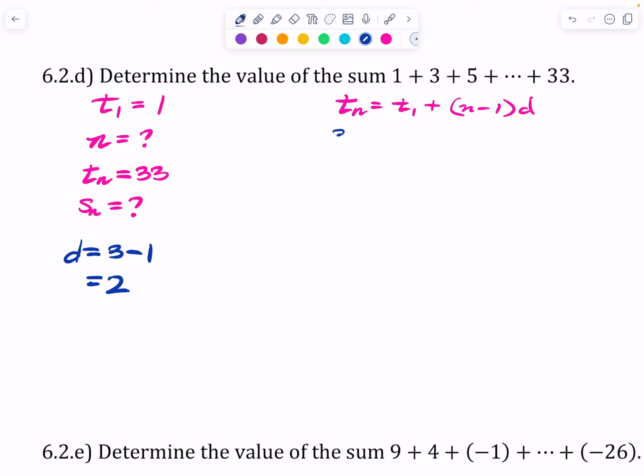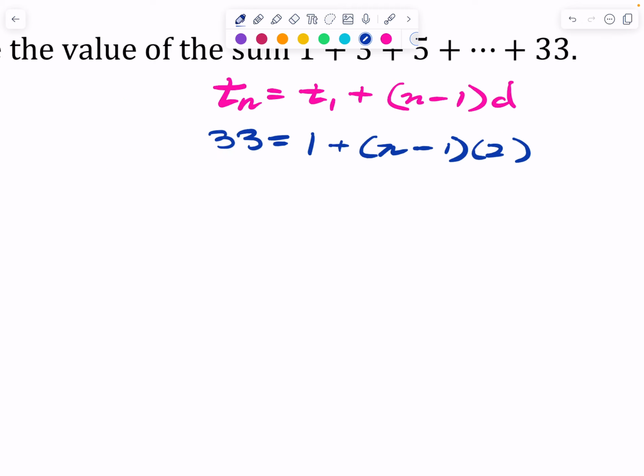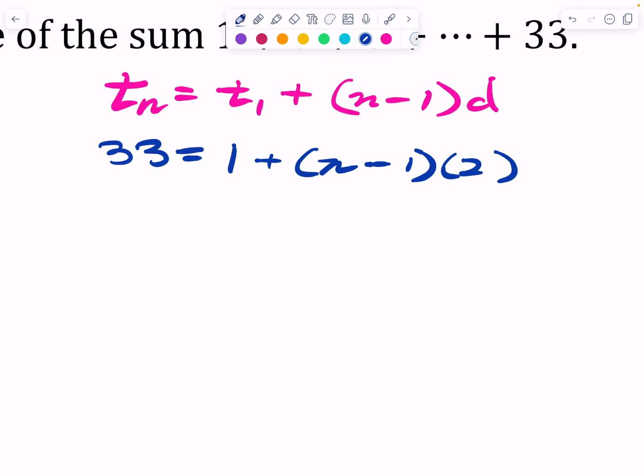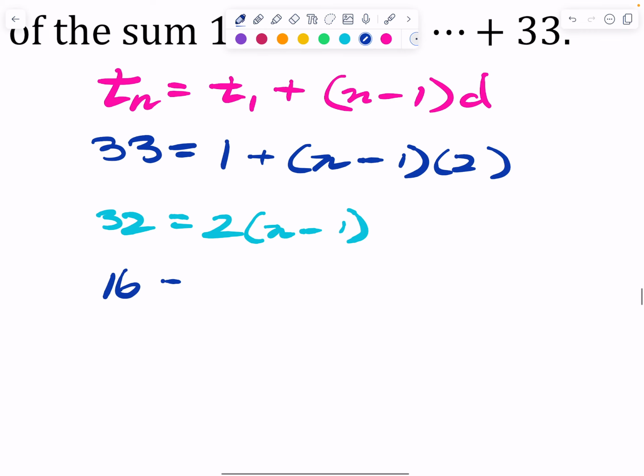So in this case, 33 is equal to 1 plus n minus 1 times 2. There's a few ways you can go about solving this. World's your oyster. You can, if you want, distribute this, open up those brackets and go from there. I don't recommend that. That just adds an operation. My recommendation is just take the 1 away from both sides and then divide by 2 so that you can have your last operation being adding 1 to both sides. So n is 17.